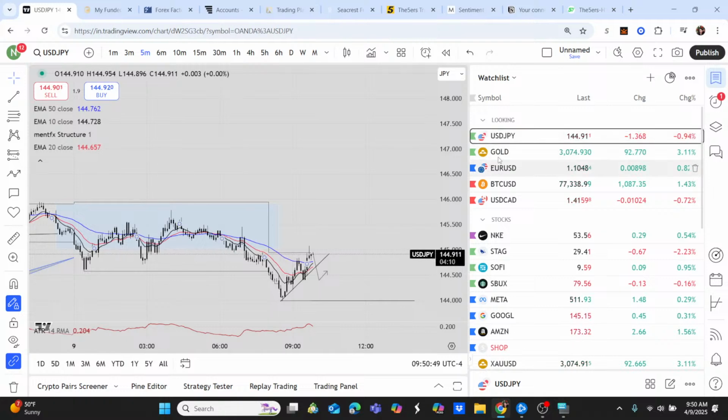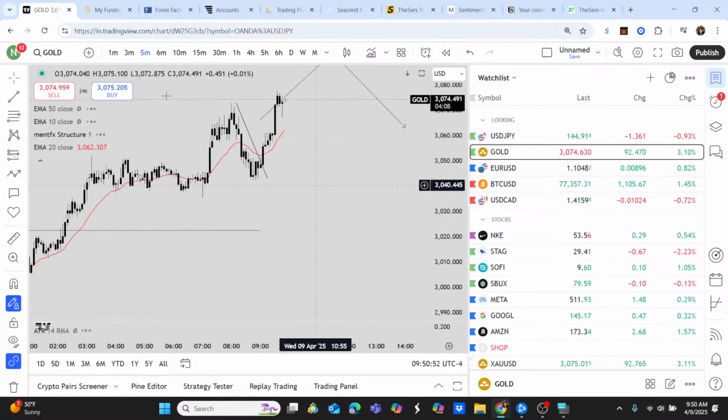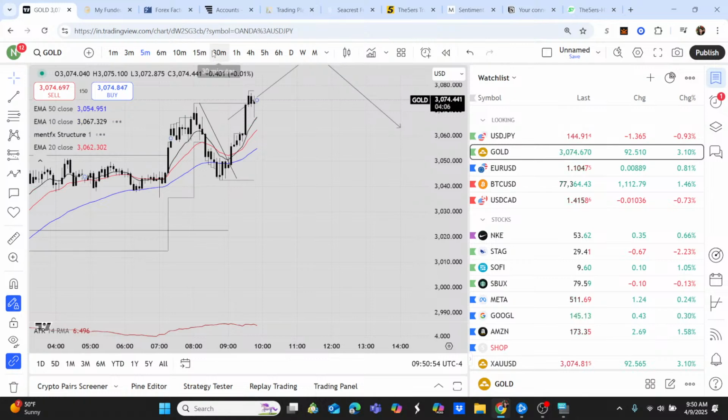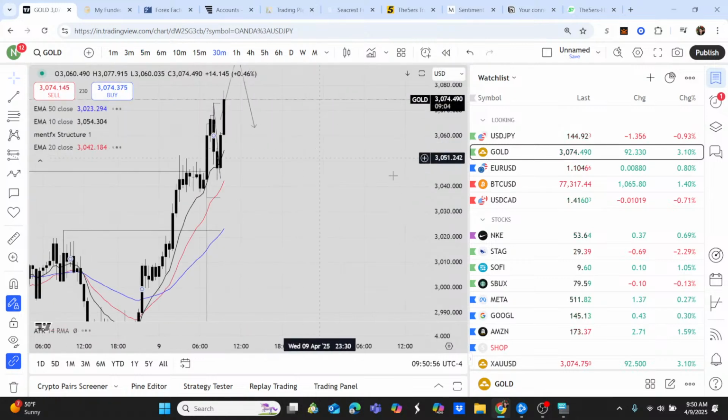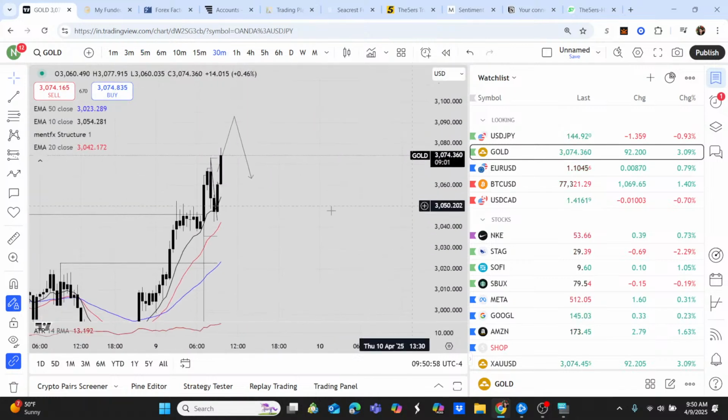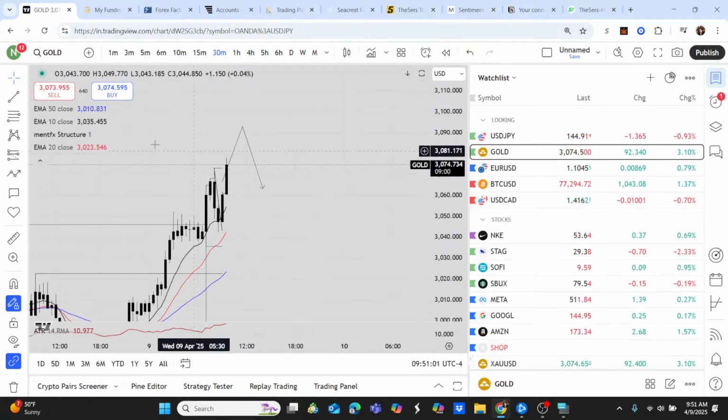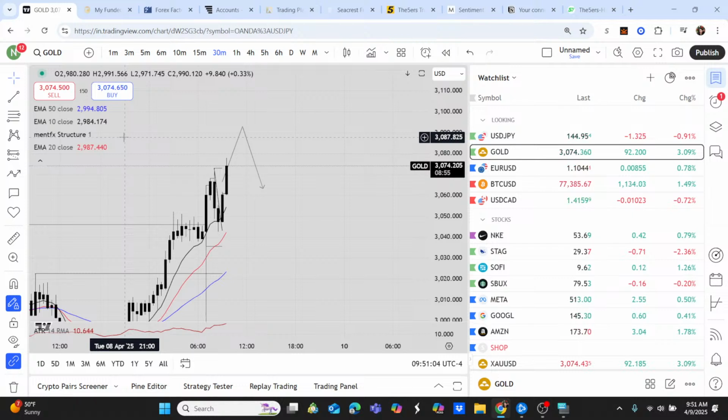So yeah, so far USD JPY or gold looks pretty decent. So now we can get this break of the high. That's what I want.